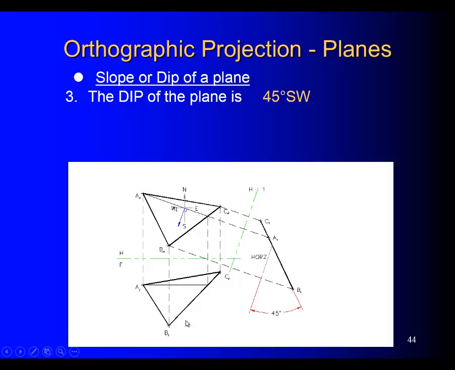And I can confirm that in the front view. B is the lowest point, right? So that means it slopes down as you go towards B. Since B is right here in the top view, that means it slopes down as it moves towards the southwest. And again, I'm not going to ask you for exactly how many degrees west of south or anything like that. Just a general 45-degree slope angle towards the southwest is what we're looking for.